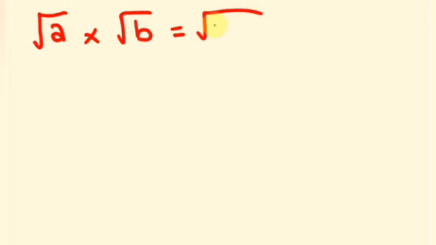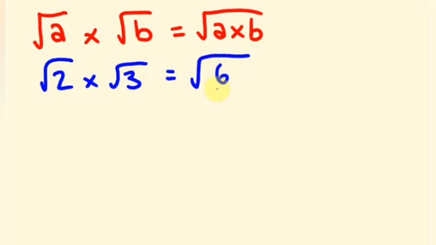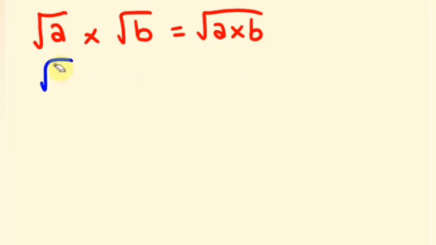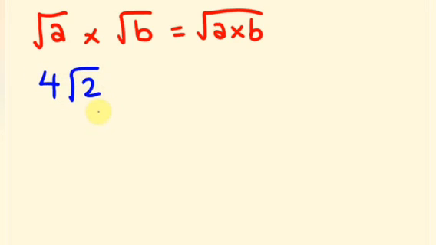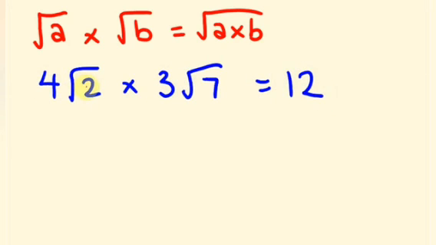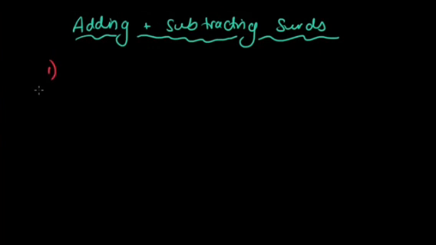Then if we go by the rule of multiplication, √A times √B is equal to √(A times B). So therefore, √2 times √3 is equal to √6. Also, √3 times √5 is equal to √15. So take another example, 4√2 times 3√7. For this case, we shall multiply the coefficients, which are 4 and 3. 4 times 3 will give us 12. Then if we multiply the roots, it will give us 2 times 7, which is 14. So it becomes 12√14.